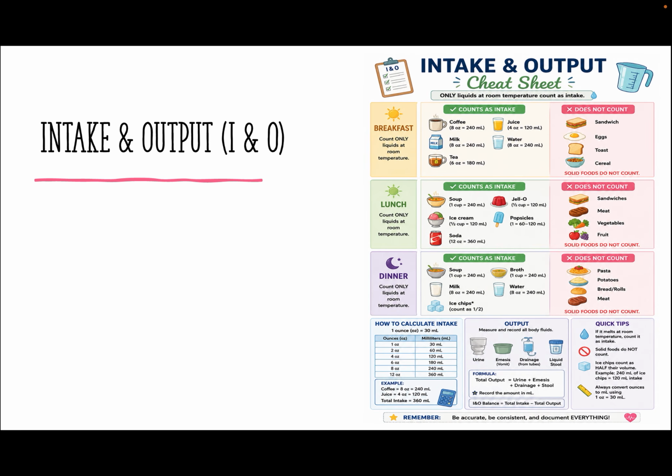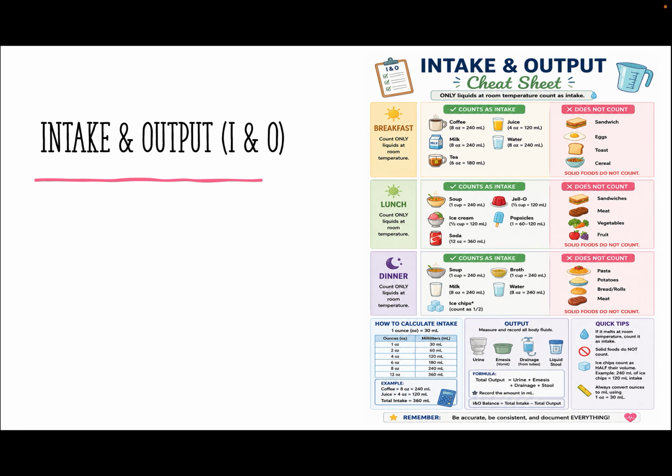Okay. And then here at the bottom, there is also included how to calculate. So you want to remember when you're calculating I&Os, 1 ounce equals 30 mLs, which means if we have to convert anything, 30 is the number you're going to use because 1 ounce equals 30 milliliters.